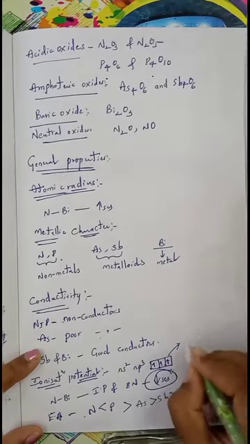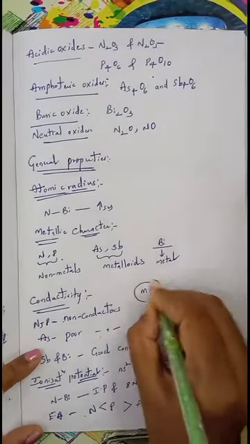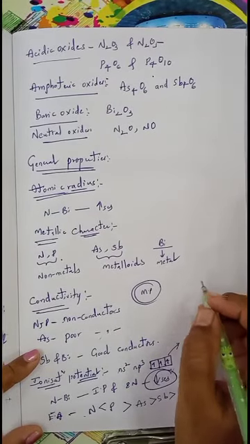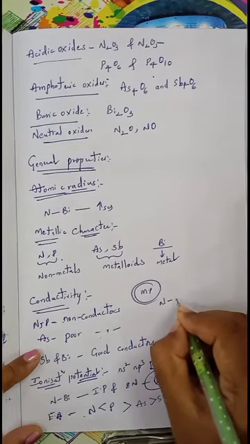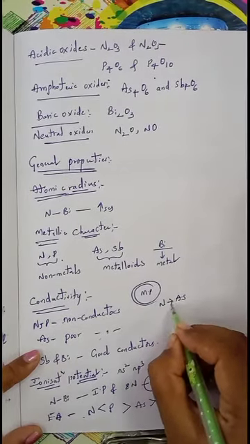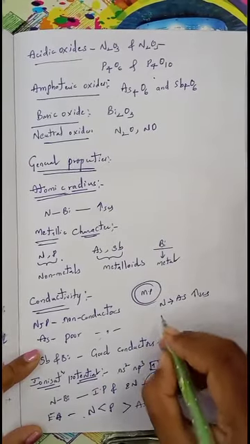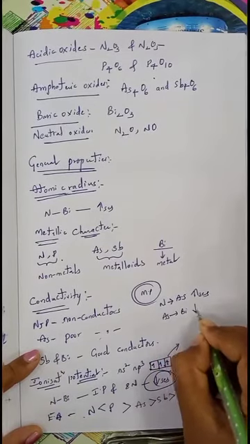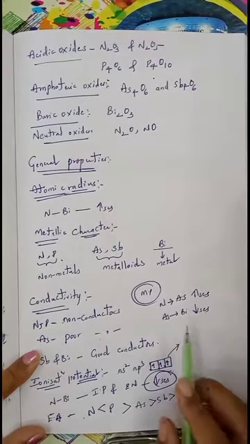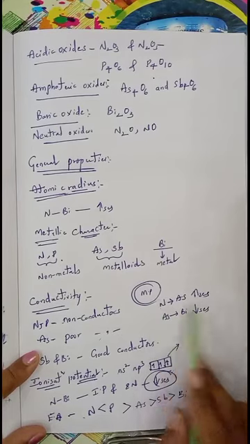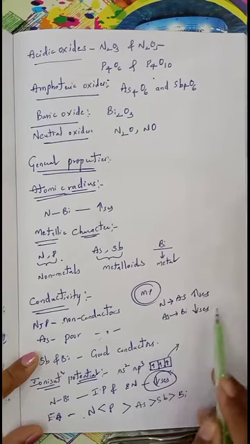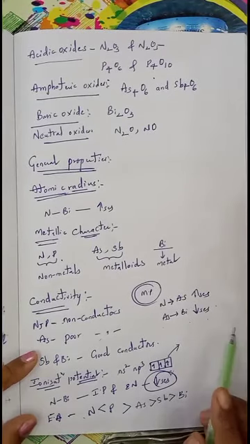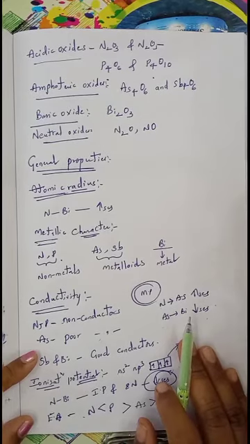Now melting points. If you observe the melting point of these group elements, the nitrogen family, the melting point increases up to arsenic. From nitrogen to arsenic it increases, and then from arsenic to bismuth it decreases. You want to remember the melting point order for this nitrogen family. That is about the melting point property of these group elements.